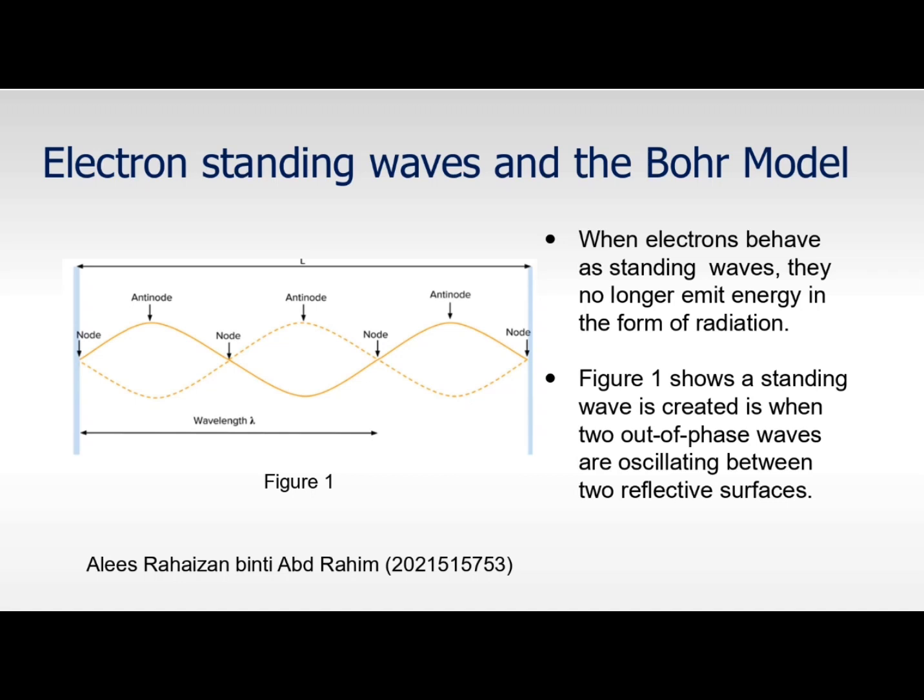Firstly, I will explain about electron standing waves and the Bohr model. De Broglie applied the concept of matter waves to the structure of the atom. He postulated that electrons orbit the nucleus as standing waves, which can also be known as stationary waves.